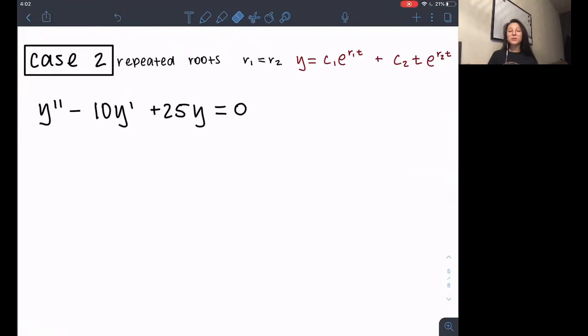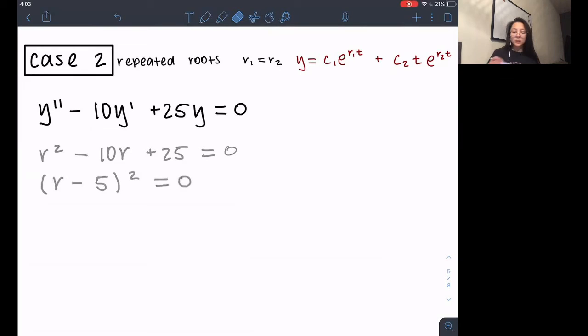So now we're dealing with repeated roots, where the r's are equal to each other. So I wrote again the general solution so that we can apply it here. Now I'm going to explain where that t comes from. So I'll use the equation y double prime minus 10y prime plus 25y equals 0. So first things first, we put it into our characteristic equation, equal to 0. And then we're going to factor it. So it's going to be (r - 5) squared.